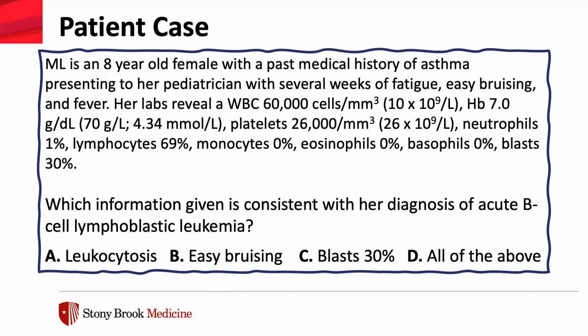And now we have our first patient case. So ML is an 8-year-old female with a past medical history of asthma, presenting to her pediatrician with several weeks of fatigue, easy bruising, and fever. Her labs reveal a white blood cell count of 60,000 cells, hemoglobin of 7, platelets of 26, and then the differential is there for your reference. So which of the following information is consistent with her diagnosis of acute B-cell ALL?